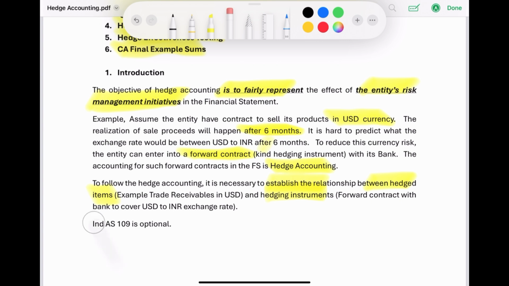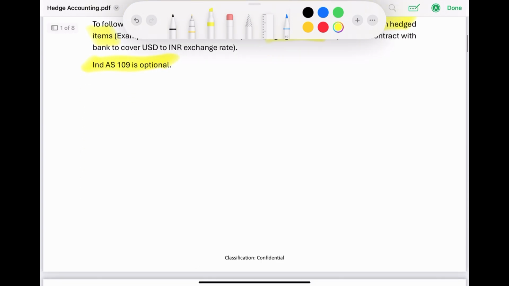Then the next one: Ind AS 109 hedge accounting is optional. It's not mandatory. If the entity wants to follow it, they are welcome to do so. Okay, that's the introduction.